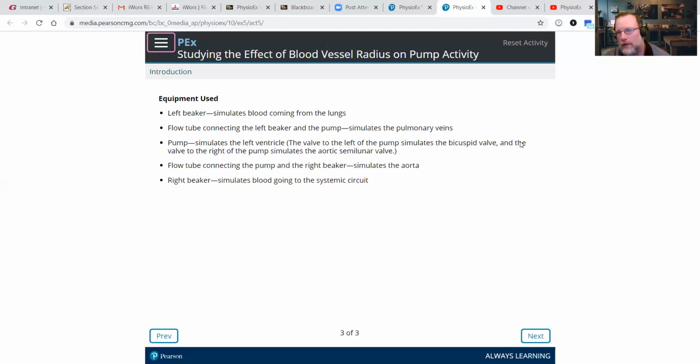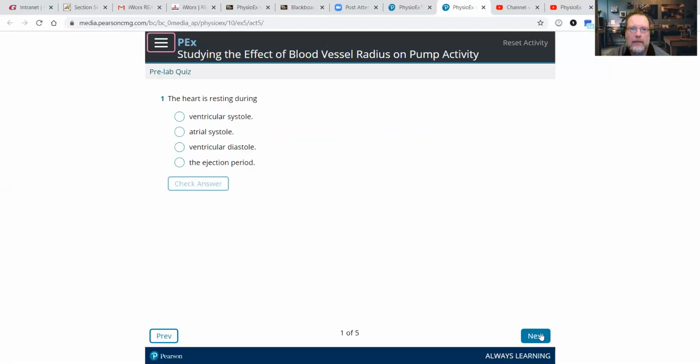And then there's a valve, of course, as we leave the left ventricle, the aortic valve, and we're going to see that as well. And another tube simulates the aorta leaving that pump. Then we're going to get to a right beaker, and that's going to simulate the systemic circuit, or blood going out to the body. So let's take a look at all of this.